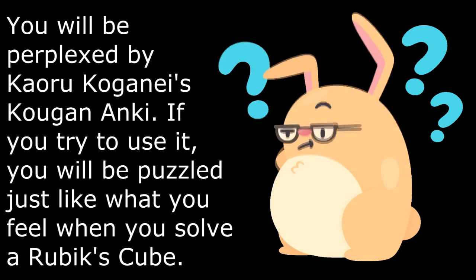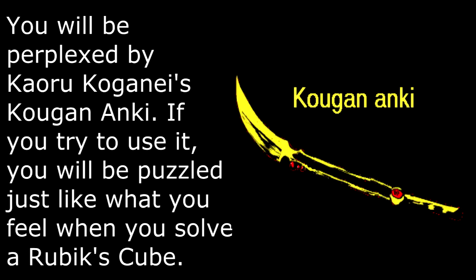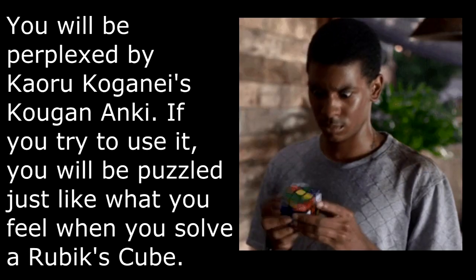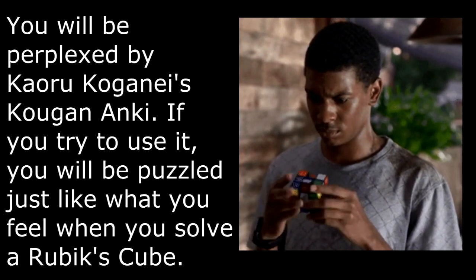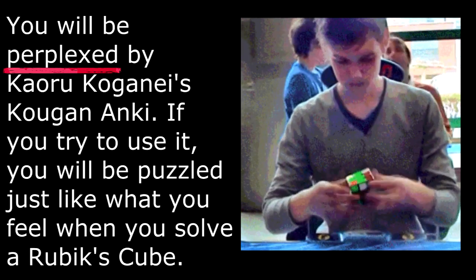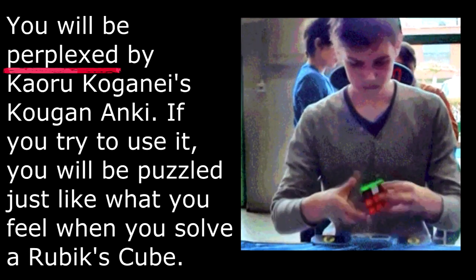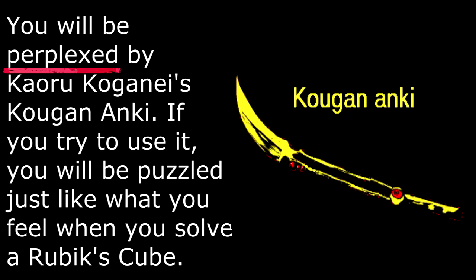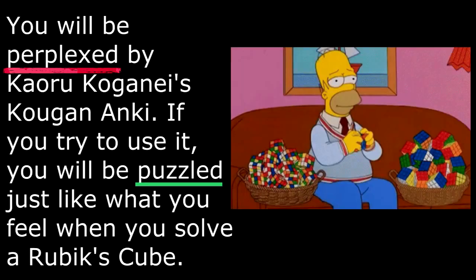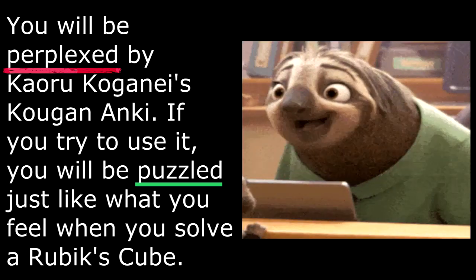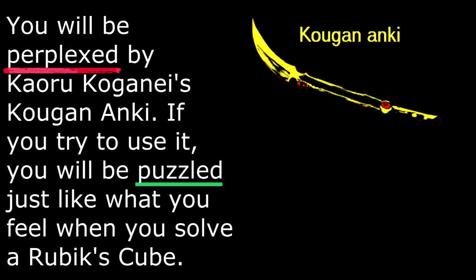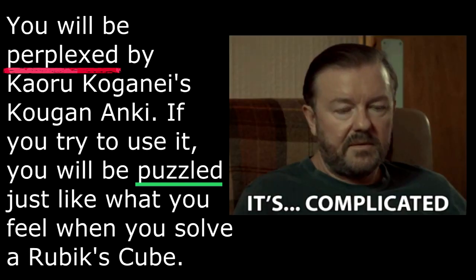Example: You will be perplexed by Kaoru Kogone's Kugan Anki. If you try to use it, you will be puzzled, just like what you feel when you solve a Rubik's Cube. In our example, perplexed is our unfamiliar word. When the two objects stated in the sentence were compared, the word perplexed was used for Kaoru Kogone's Kugan Anki, and the word puzzled was used for Rubik's Cube. Therefore, we can conclude that the word perplexed means similar to the word puzzled. They were both very complicated to use.